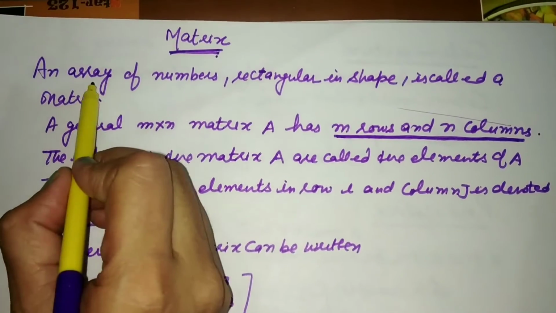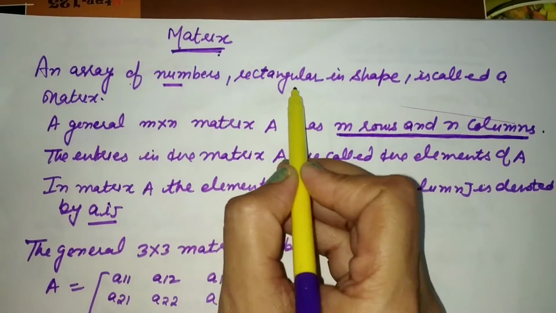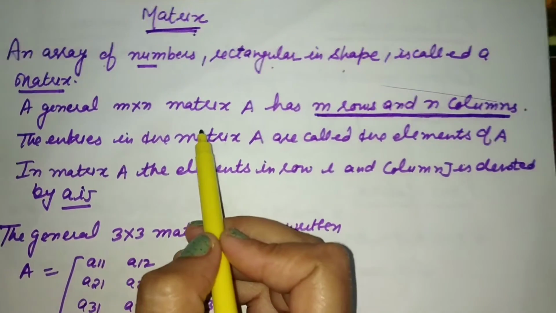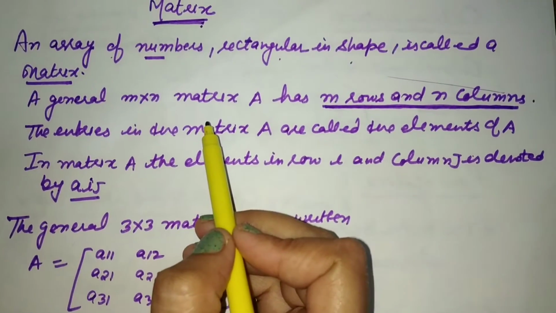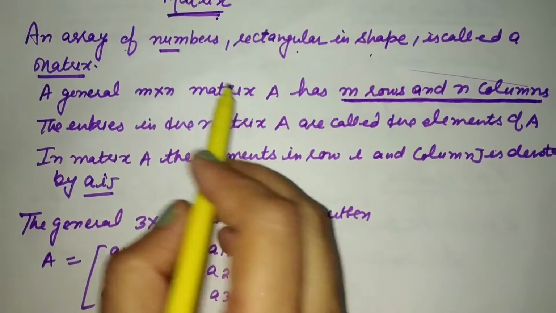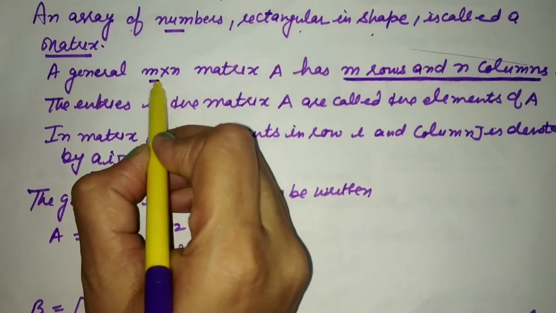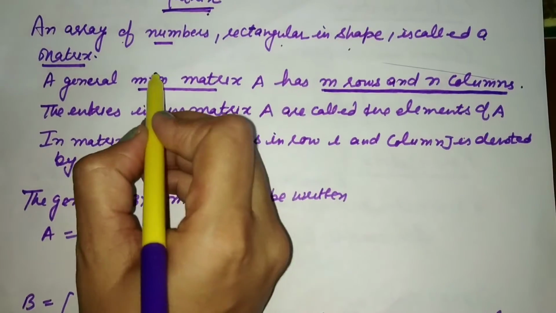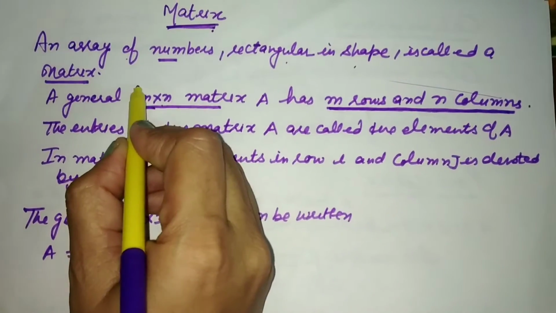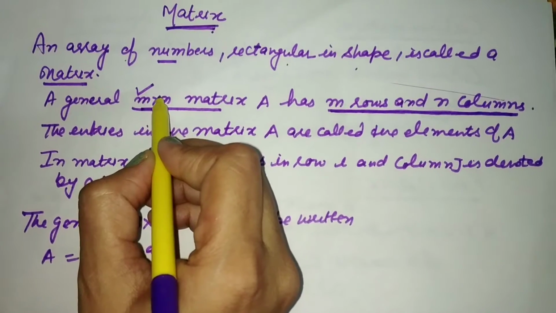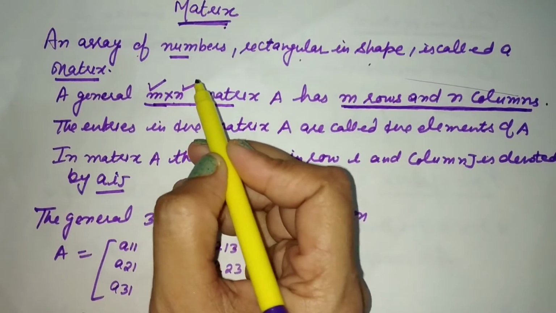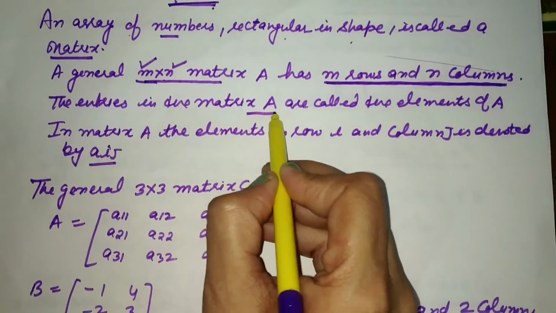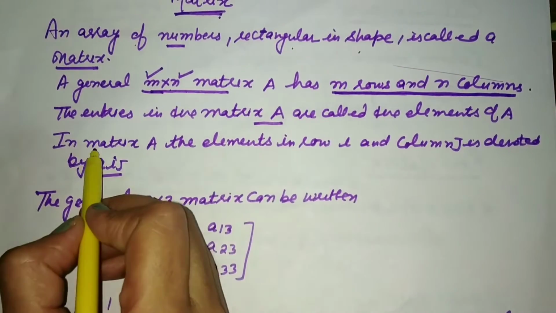A matrix is an array of numbers, rectangular in shape. That means when we arrange numbers in a rectangular shape, that is known as a matrix. A general M into N matrix has M rows and N columns. That means if we write M into N, M denotes the number of rows and N denotes the number of columns. The entries in a matrix A are called the elements of A.